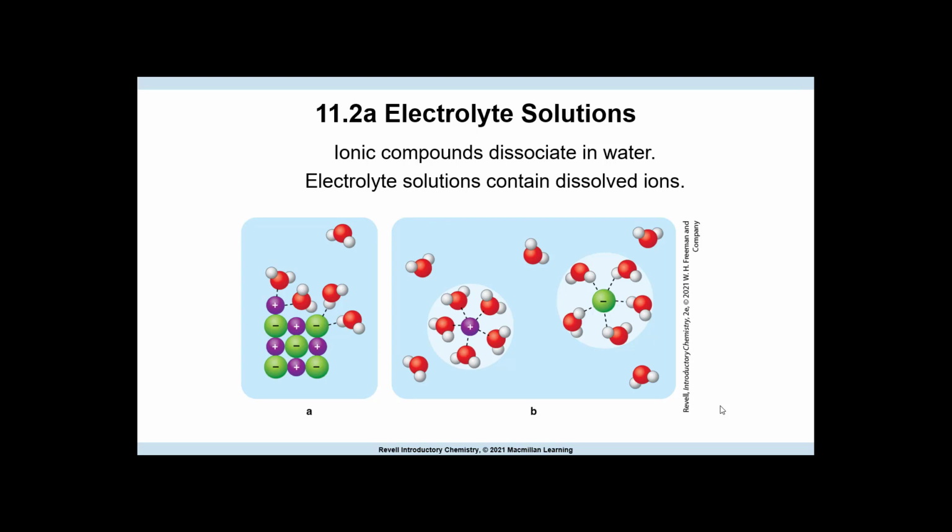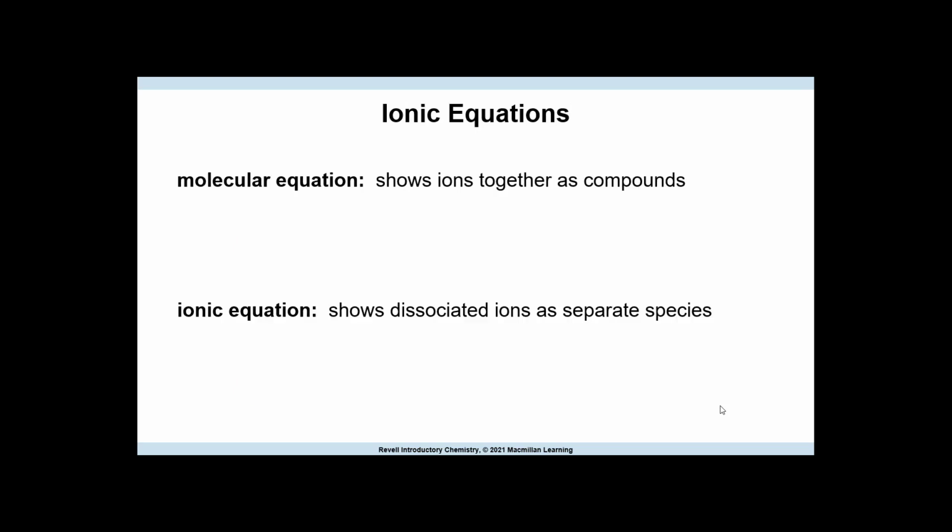So electrolyte solutions are ionic compounds that dissociate in water, and electrolyte solutions contain dissolved ions. So we can show the process of dissociation or ionization using either molecular or ionic equations. Molecular equations show all ions together as compounds, while ionic equations show dissociated ions as separate species. For example, solid potassium bromide and gaseous hydrogen bromide both produce ions when dissolved in water. We can write these as molecular or as ionic equations.